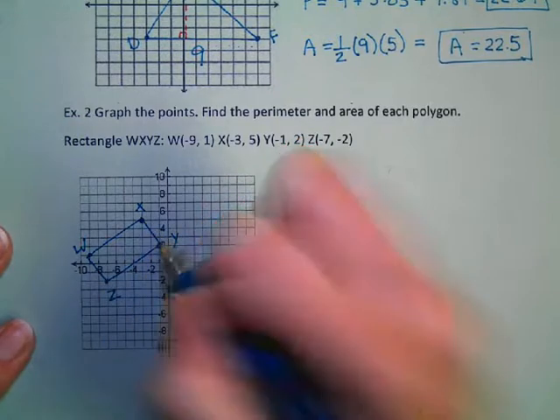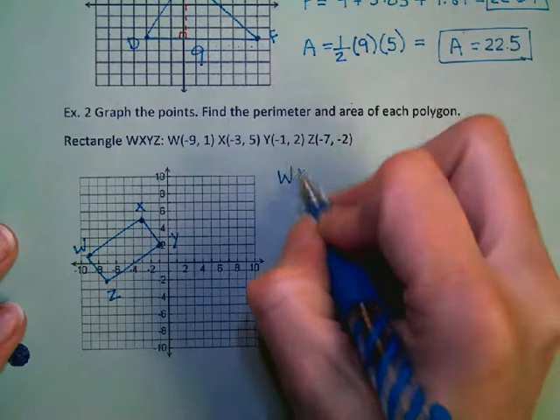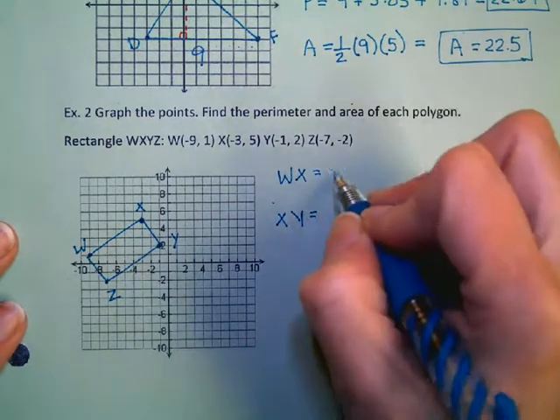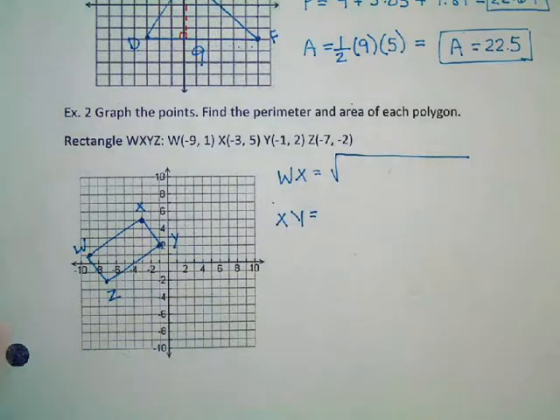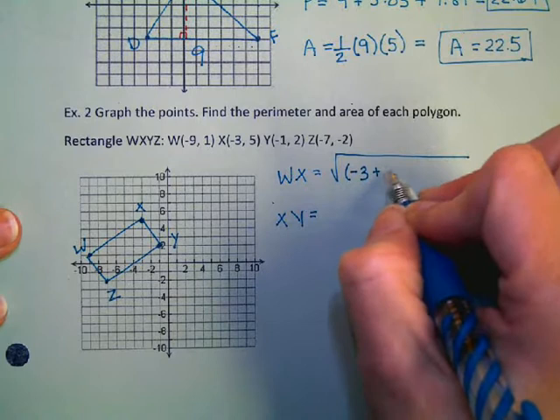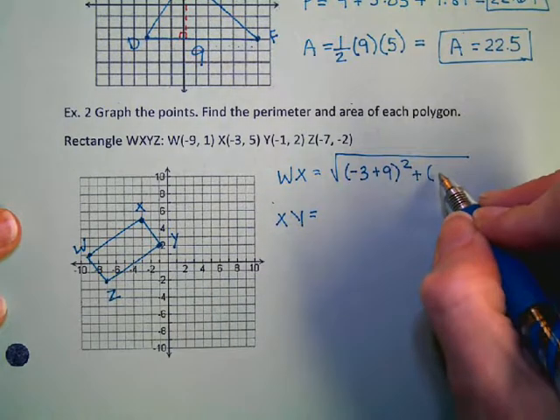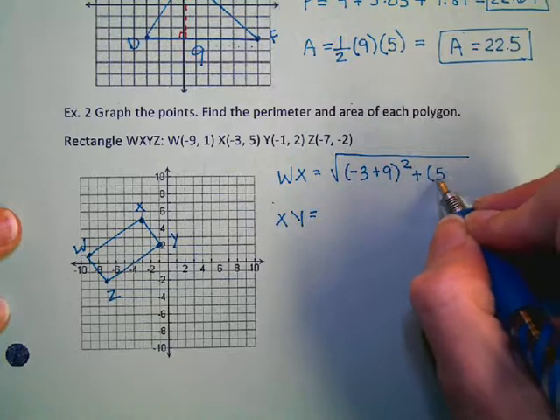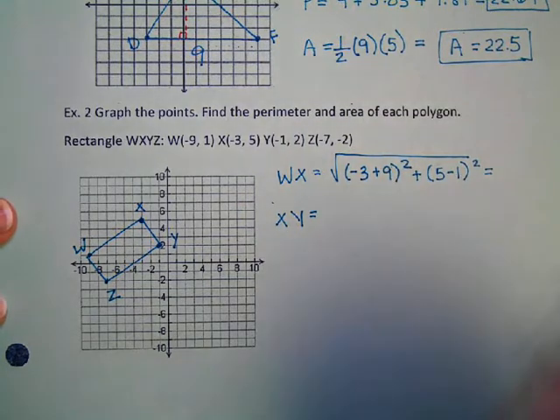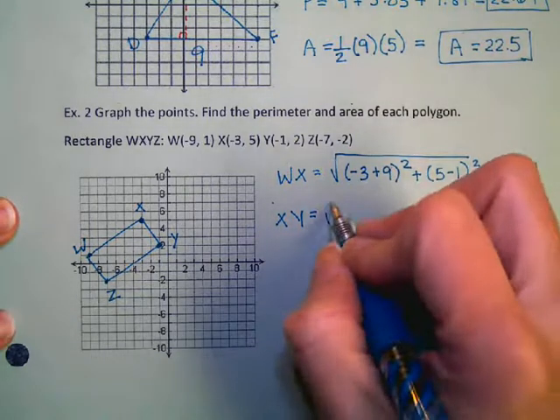I'm going to draw my rectangle. I'm going to go ahead and find perimeter first. Because we know opposite sides are congruent, I'm only going to find WX and XY. Basically my long side and my short side, and then I can add them and double it. So WX, I have negative 3 plus 9 squared. It was minus a negative again. On the y's, I have 5 minus 1 squared. I typed that in my calculator, and the length of WX is about 7.21.